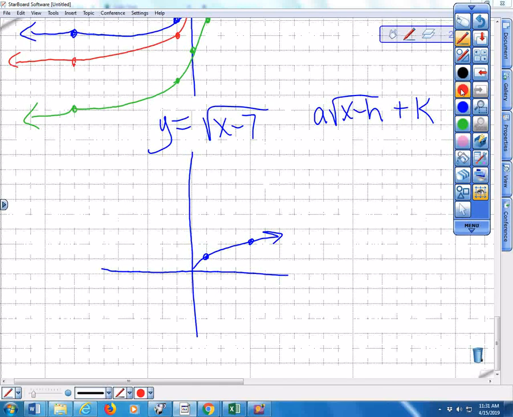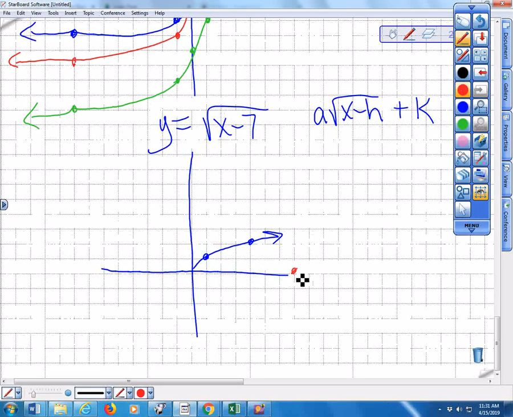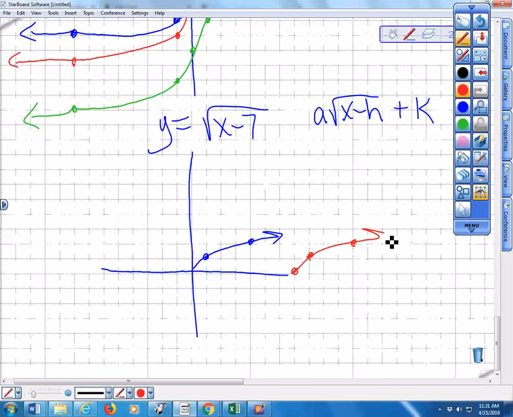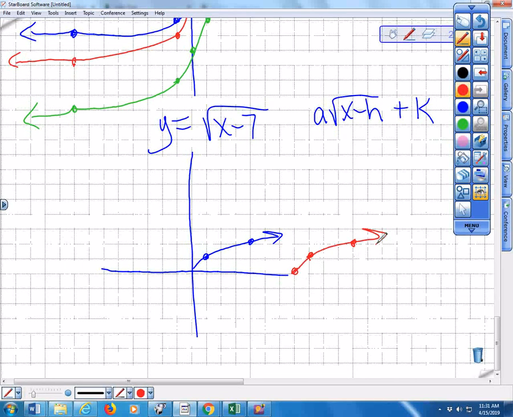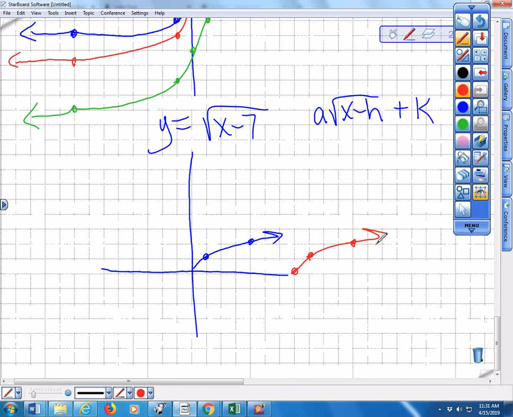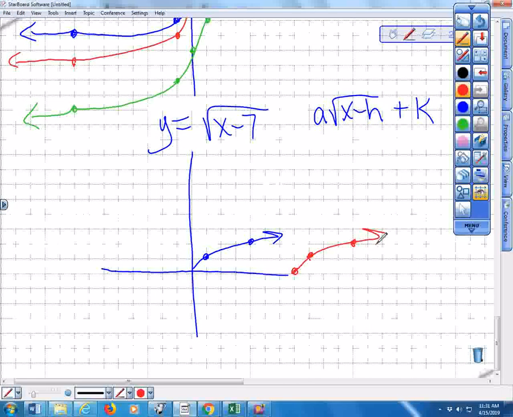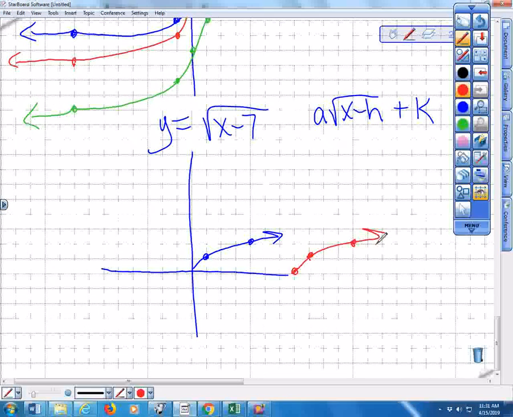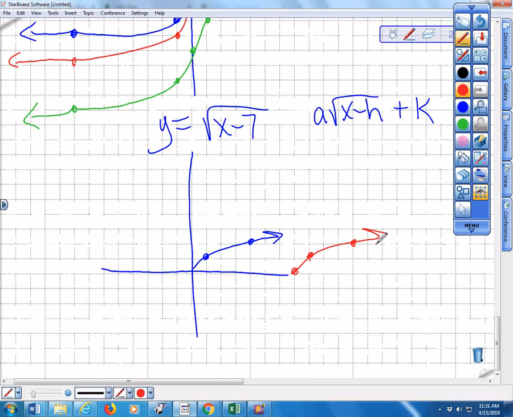1, 2, 3, 4, 5, 6, 7. And there it is, shifted. That's it. What's the domain of this function? 7 to infinity, including 7. What's the range? 0 to infinity, including 0. It's so much easier to do the domain and range after you've graphed it, because then you can just see it.